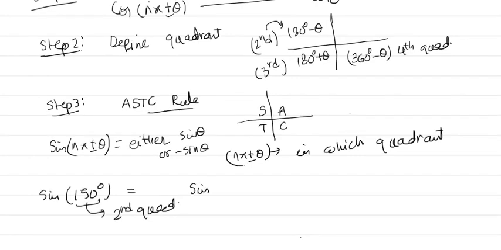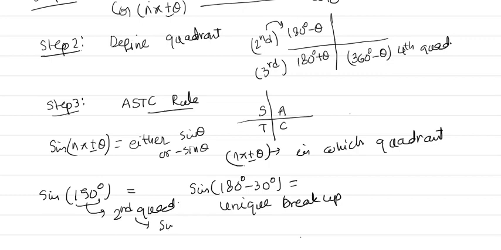So you will write sine of 180 degree minus 30 degree. This is the only unique way to write it; it is not like you can write it in multiple ways. Using this method, you can see that in the second quadrant sine theta is positive using the ASTC rule. So you will write sine 30 degree.